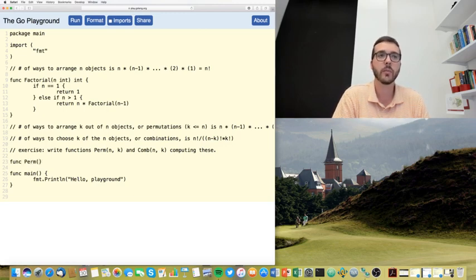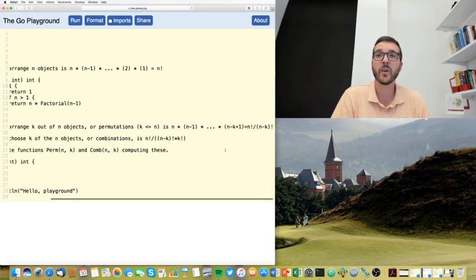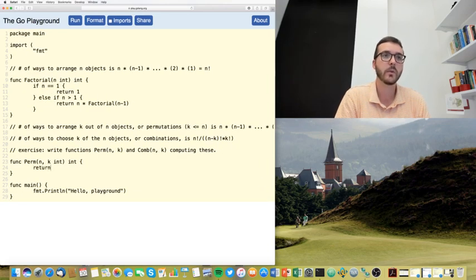So I could write a function called perm of n k int. They both have the same type, so I don't need to write n int k int, but I can do n k int. And let's say it returns an int, since it's the number of ways to arrange objects. We said that it was n factorial over n minus k factorial, so why don't we just return factorial of n divided by factorial of n minus k.